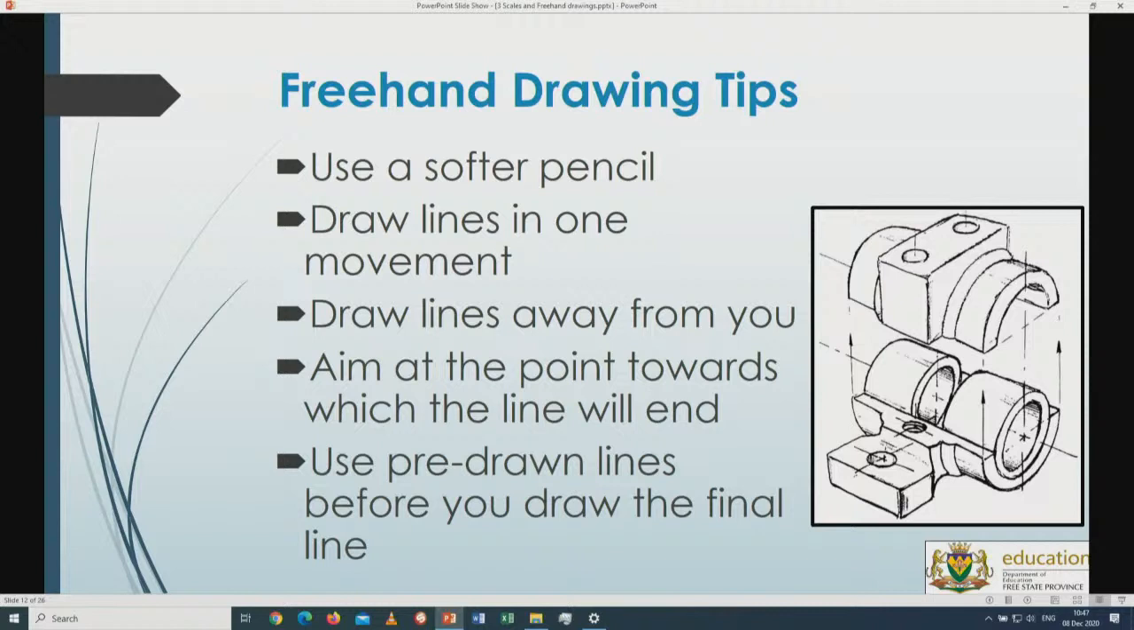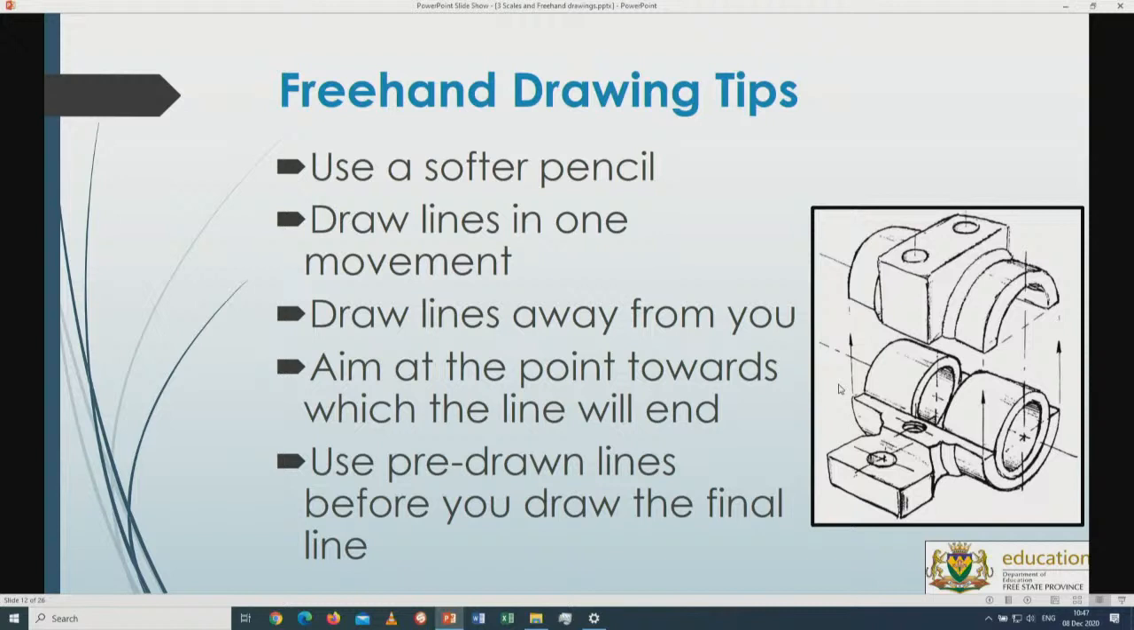We will try to draw the lines in one movement. In other words, we don't feather the lines, with lines and lines and lines attached to each other to make up one big line. We will make use of one solid line, and we will start and end with that line. Also, always draw the lines away from you, so that it's much easier to pull away from you rather than push towards you.